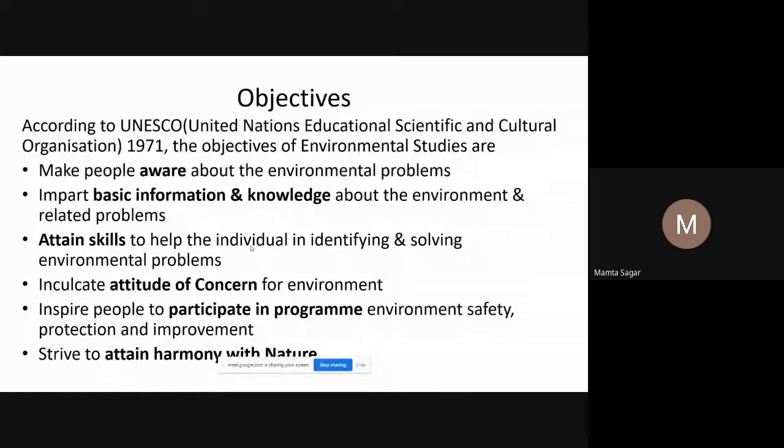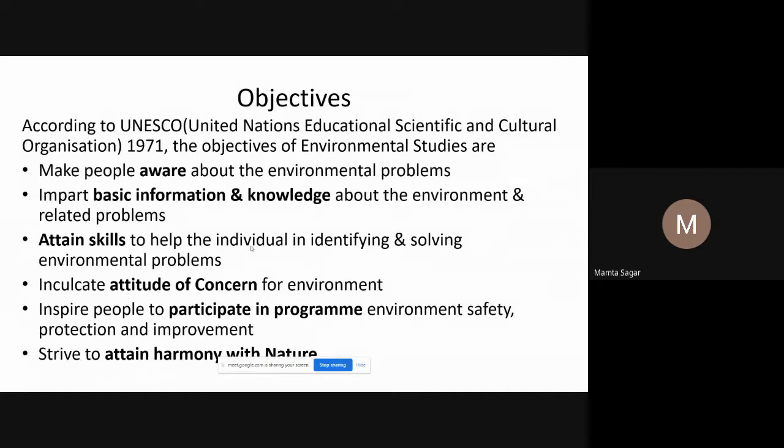So if people are facing problems, they should be solved. But our focus is on whatever problems exist, especially the more severe ones that seriously affect us. So we should attain the skills to help individuals. First we should know what we can do, then we can identify the problems and teach other people how to identify the problems in their nearby area.